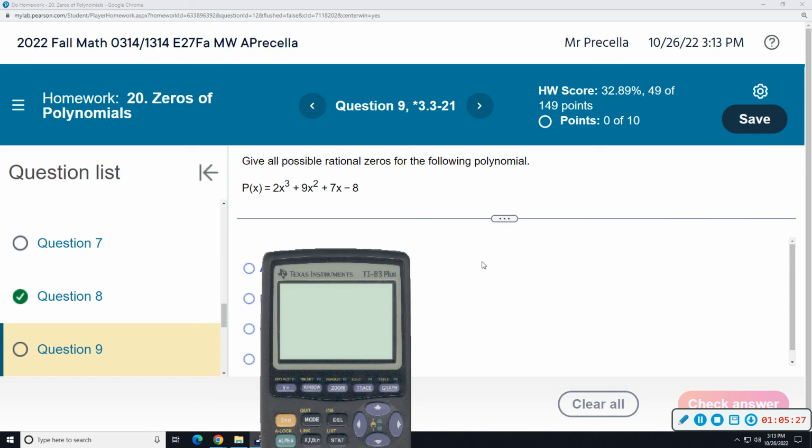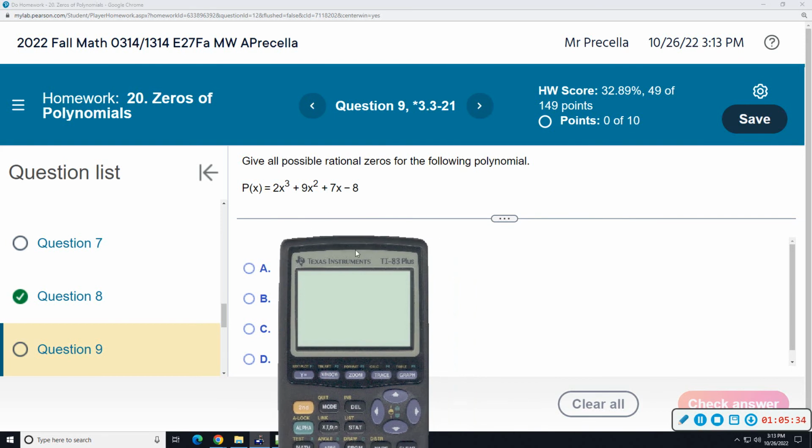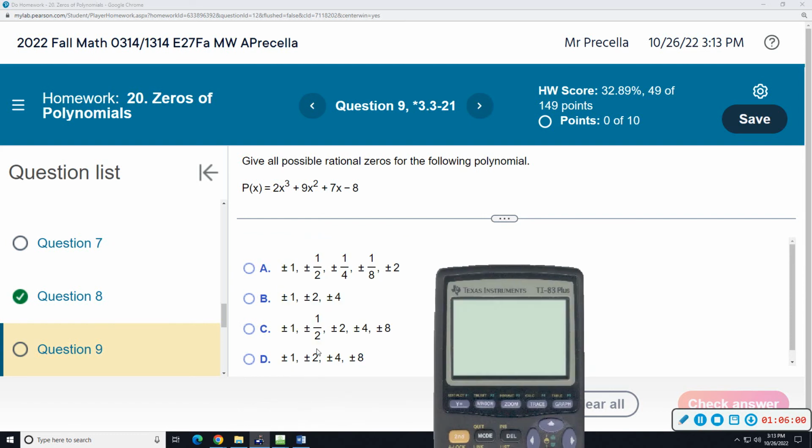Now, it's going to look like I'm not even looking at the 9x squared and the 7x. That's a good point. When you're trying to figure out the numbers that could possibly make this equal 0, you're only looking at the two outside numbers, the constant and the leading coefficient. If Tony miscopied this problem, instead of putting a 9, he had put a 19x squared, he'd still have the same possible rational zeros.